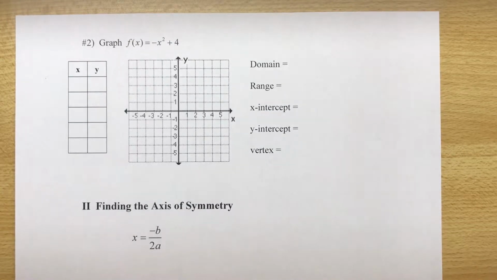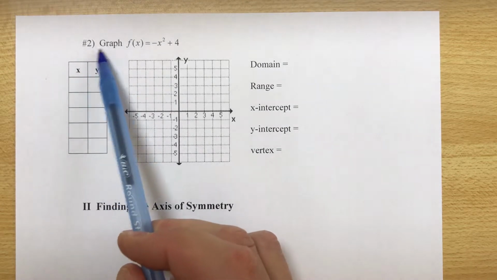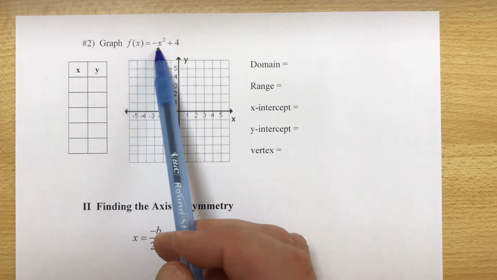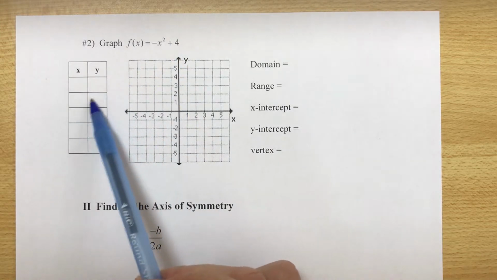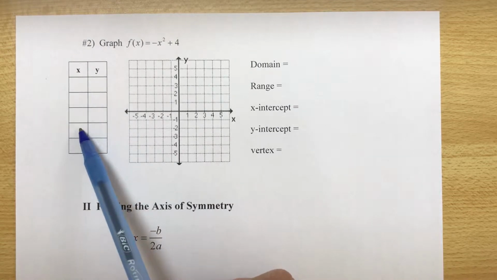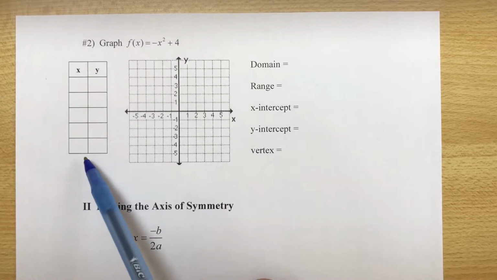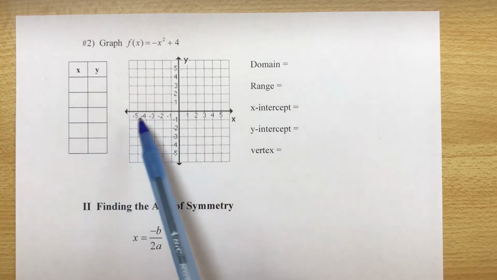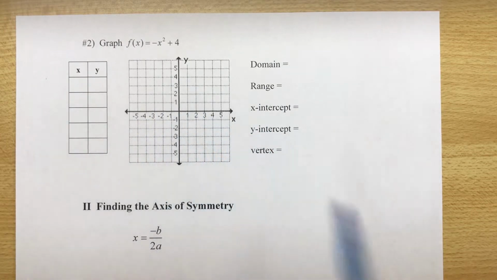Okay, so we're back for part 2 here, and we're on the second page, and we're going to do another example, number 2, graph f of x equals negative x squared plus 4. Now this time the table is blank. So this time you need to figure out what x values you want to try plugging in. Obviously you don't want to pick a number like 10 because we're not going to be able to graph that, so we need to pick numbers here.